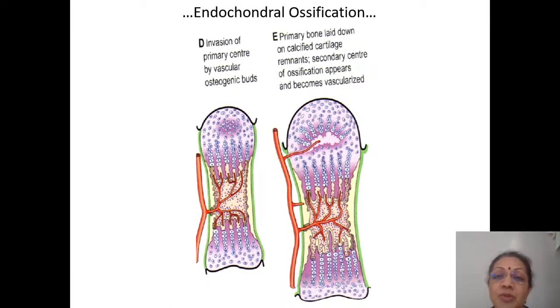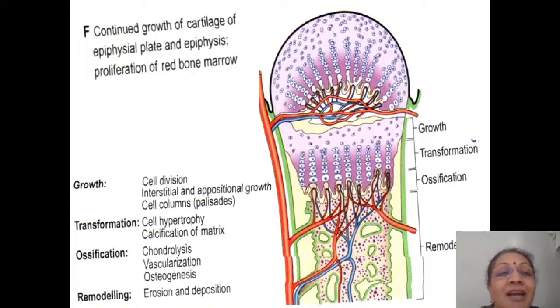Alright? But sometimes you can have an epiphyseal center occurring even before birth. Actually, I don't think there is an exception to the rule. If there is, you people must point it out to me by paying attention in the class. Okay? There's continued growth of cartilage of the epiphyseal plate and epiphysis, and proliferation of the red bone marrow.